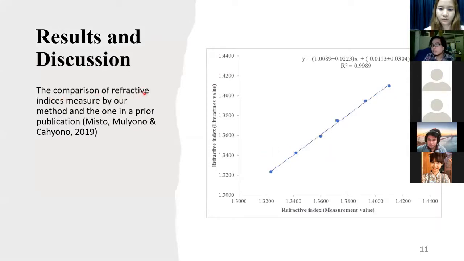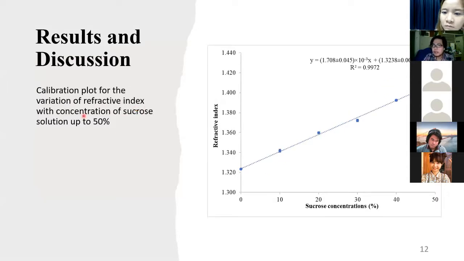The comparison of refractive index by our method is shown on the x-axis, and from the MISO on the y-axis. It is confirmed that our method, despite being simple, is powerful and highly accurate. Next is the final report, the calibration graph between the concentration of sucrose and the measured refractive index. The plot shows a linear relationship between the sucrose concentration and refractive index, and this shows the linear equation.